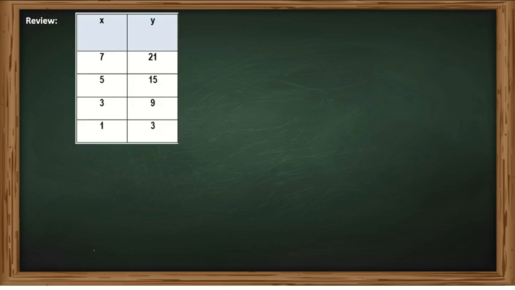Previously, we dealt with direct variation. We translated tables of values and graphs into equations. We also answered some problems. Let us have a review of each before moving to the next lesson. First is the given table of values. This table of values models direct variation.